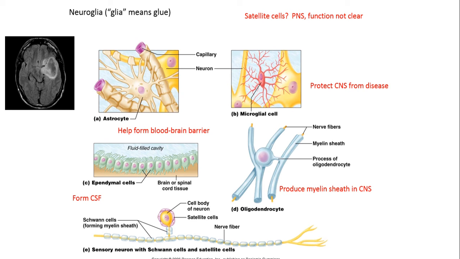The blood-brain barrier is not a literal thing, like a big sheet of tissue. It's the cells that surround the capillaries that prevent pathogens and other materials we do not want from entering the brain.